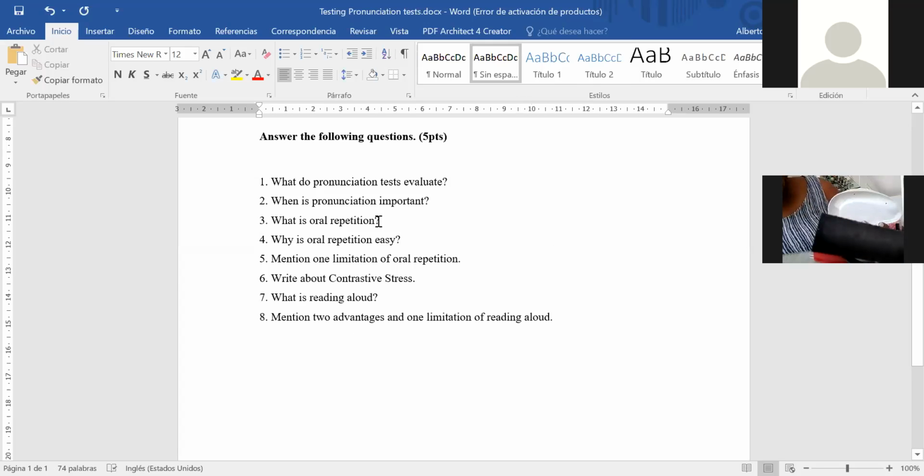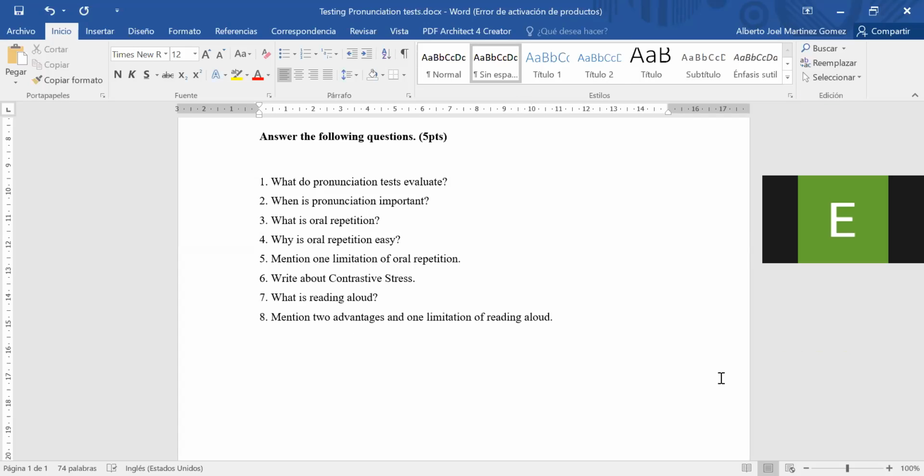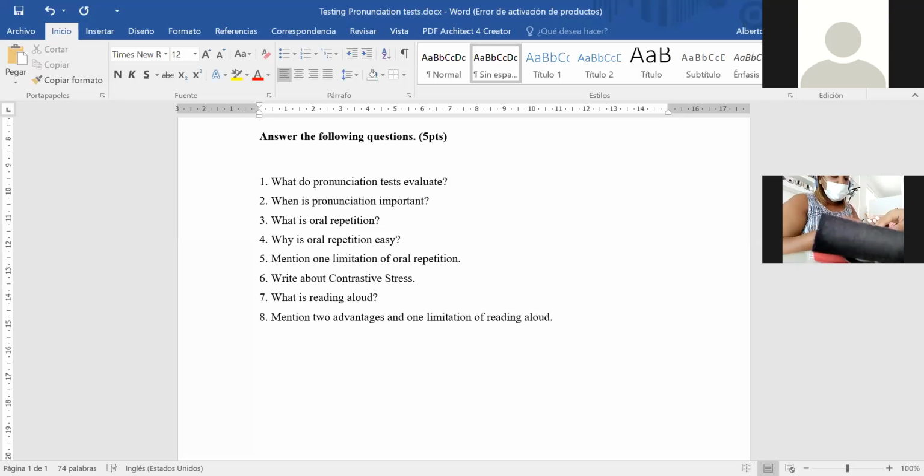Okay, now going away from pronunciation, we have to focus on certain techniques and strategies that we use in the classroom to test pronunciation. So we have oral repetition. Let me see who has the answer about oral repetition. What is oral repetition? Someone raised their hand and put it down. I don't know why, but anyway, let me continue.